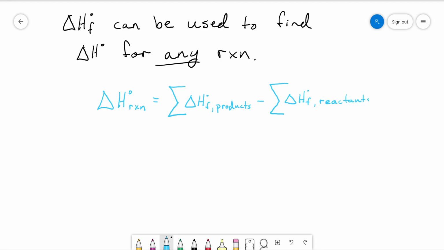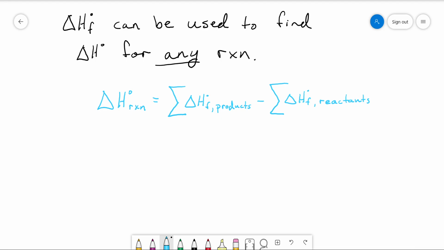Now, unfortunately, we already learned bond dissociation energy, and this is exactly the opposite equation I gave you. In bond dissociation energy or bond energy, it was reactants minus products. Here, it's products minus reactants. There are reasons for that, but if you want to know, email me or Zoom me next office hours.